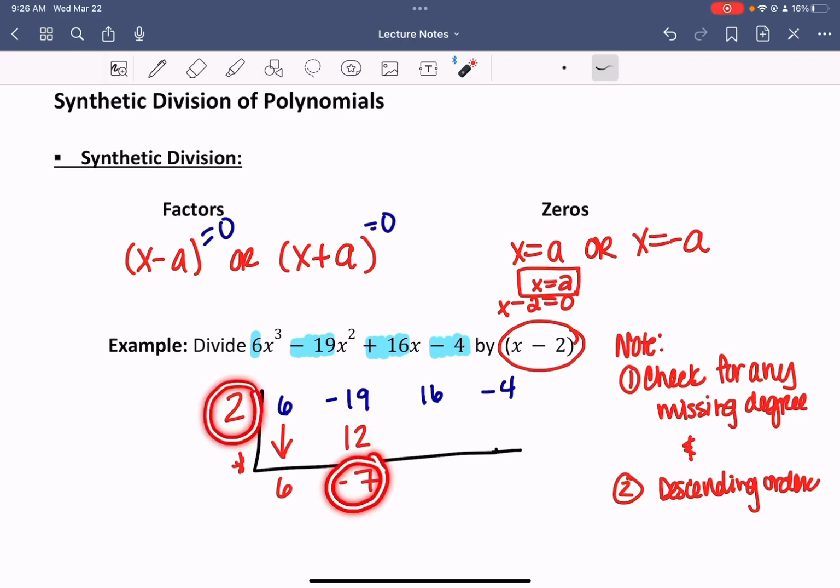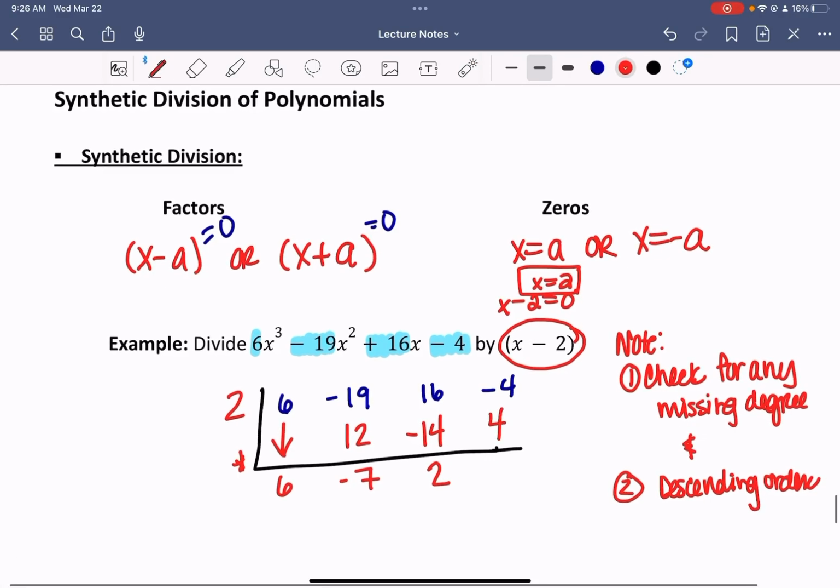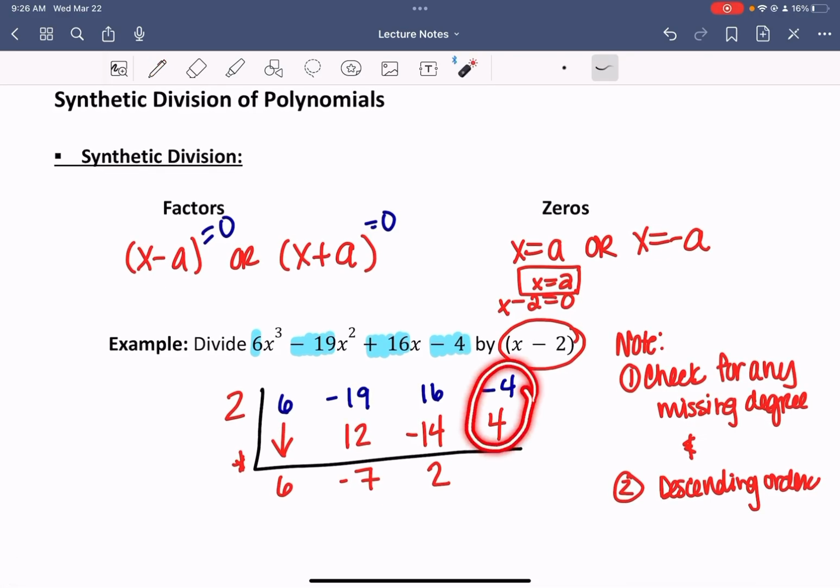So now I'm going to do the same thing. I'm going to multiply this 2 times negative 7. That gives me negative 14. I put it in that next spot. Then I add vertically, so I take 16 and negative 14, add that together to give me a positive 2. Multiply 2 times 2, that gives me 4. And then I add vertically, which gives me 0. Now, this process does go very quickly, and maybe you're still a little bit confused. We're going to work quite a few examples so you can see this process play out.